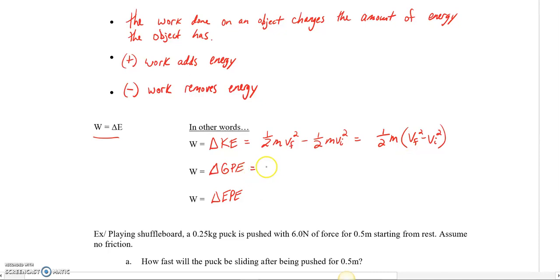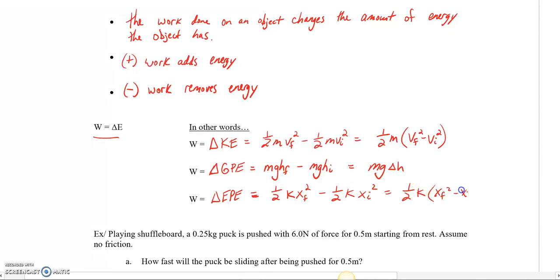Similarly, change in gravitational energy would be mgh final minus mgh initial. Again, final minus initial, or in other words, mg delta h. So change in height. And lastly, change in elastic potential energy, 1/2 k x final squared minus 1/2 k x initial squared, which similarly can simplify to 1/2 k parentheses x final squared minus x initial squared. And it's worth noting that this initial stretch is usually 0. Usually the spring is not stretched before the problem starts. So it's almost always 0.